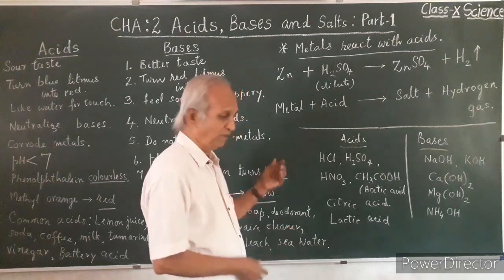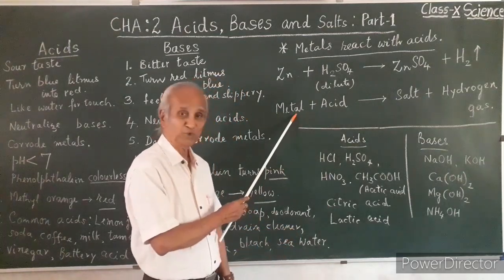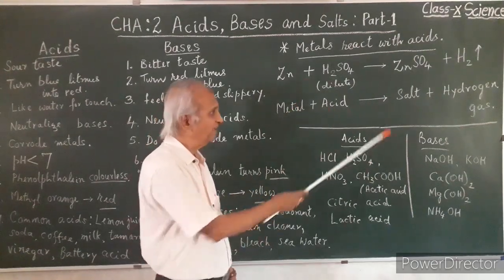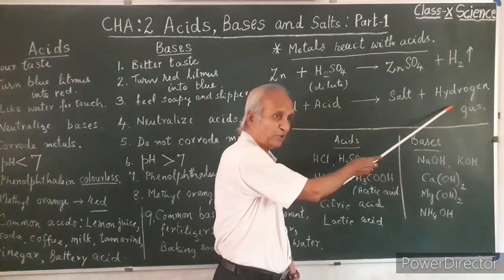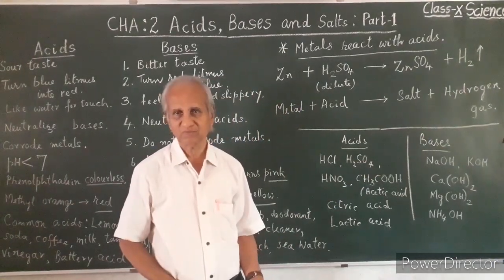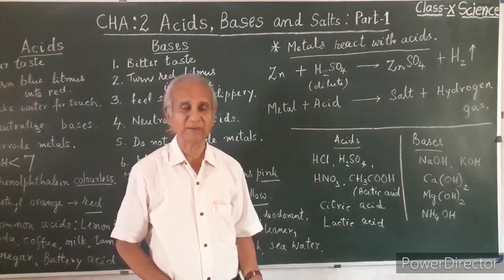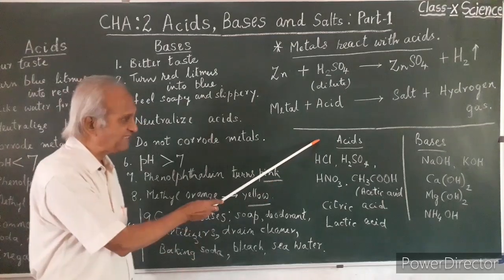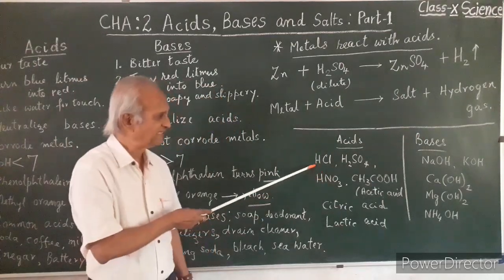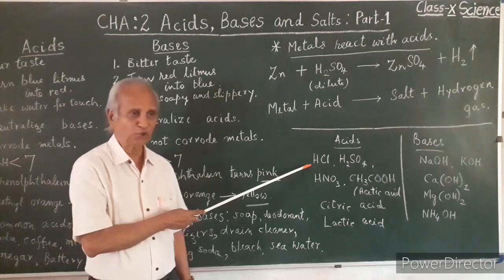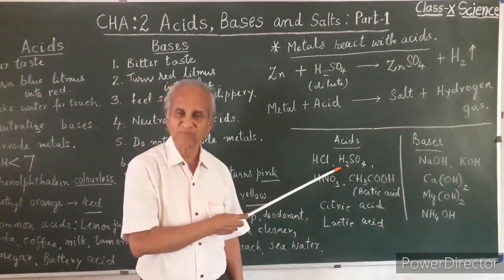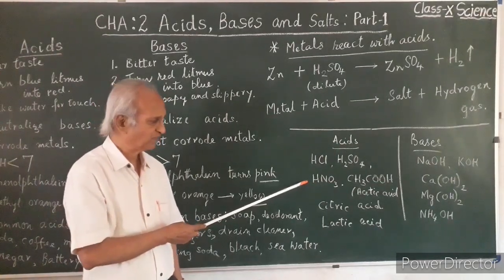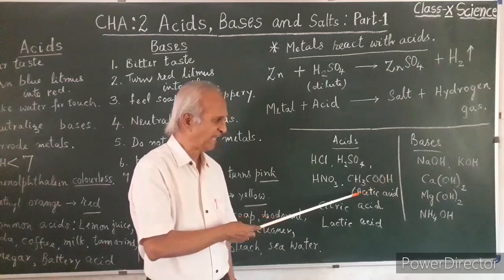Let's see here. Metal, you are not to forget now, metal plus acid or acid plus metal gives us salt and hydrogen gas. A very important concept to be remembered. Now, let's take a few examples for acids and bases. HCl is hydrochloric acid, H2SO4 is sulfuric acid, HNO3 is nitric acid, CH3COOH is acetic acid.